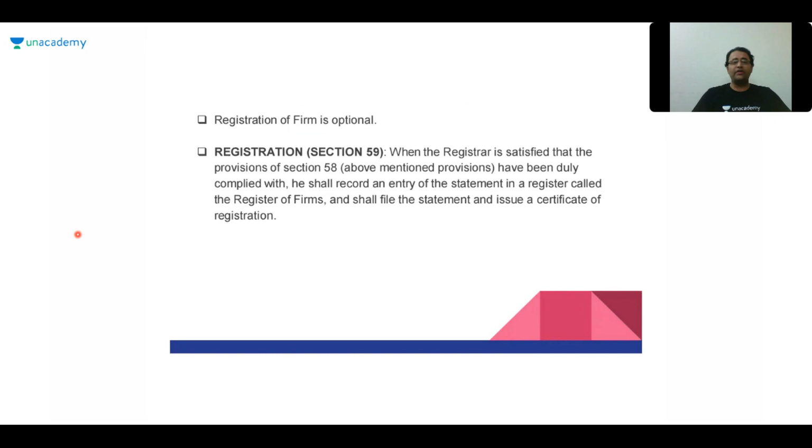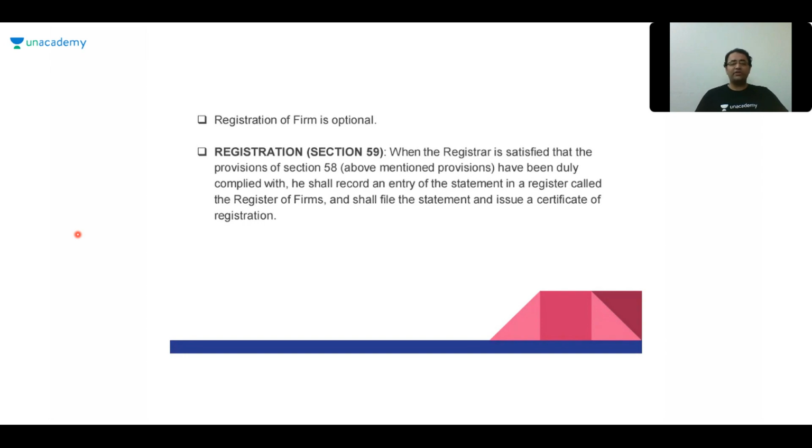Okay, the registration of a firm is optional. Like I said earlier, there is no mandate which forces you to get your firm registered with the registrar of firms or sub-registrar of firms. It is completely optional and it's left up to you if you want to do it or not. If you want to do it, the procedure is that you need to send a statement along with the prescribed fee. The fee will depend on the capital of the partnership firm. The higher the capital of the partnership firm, the higher the fee.